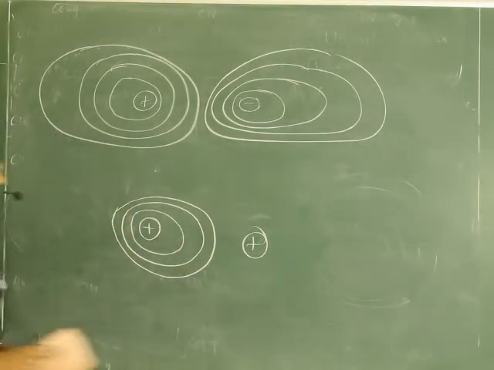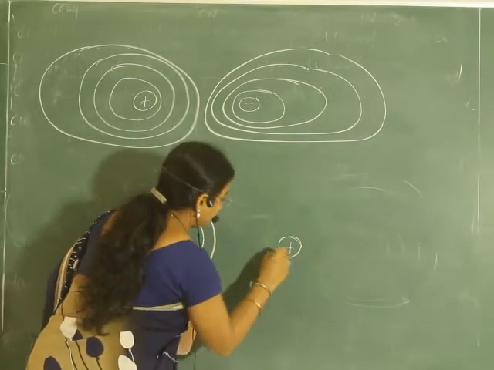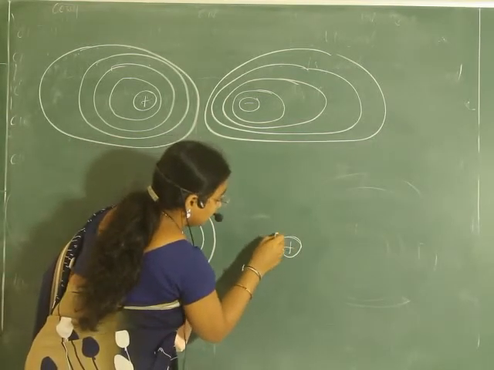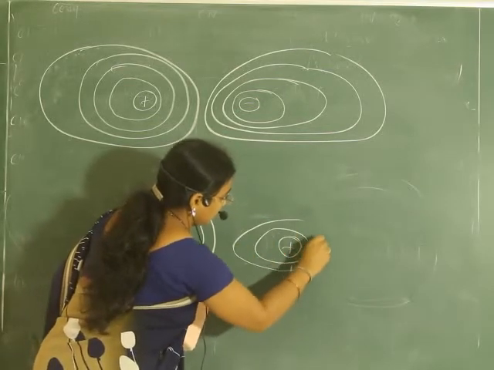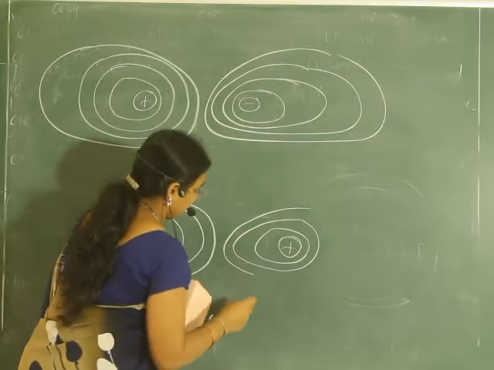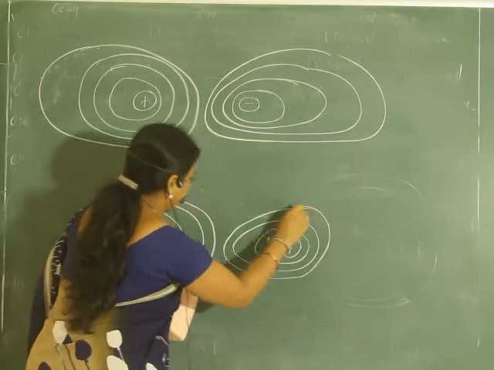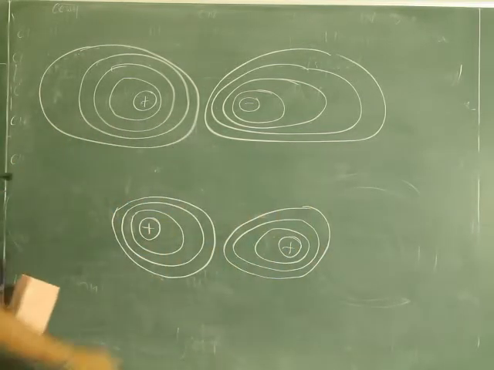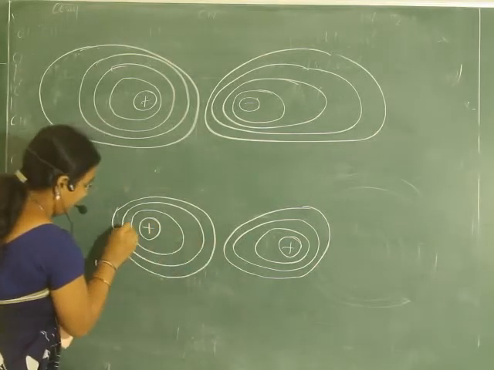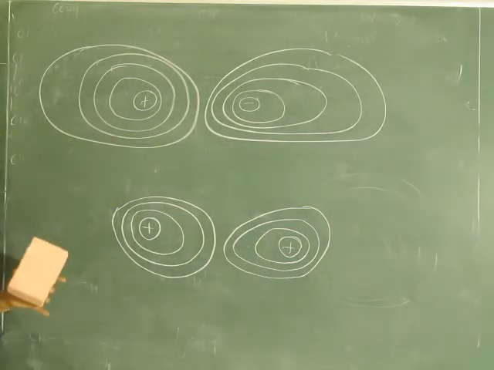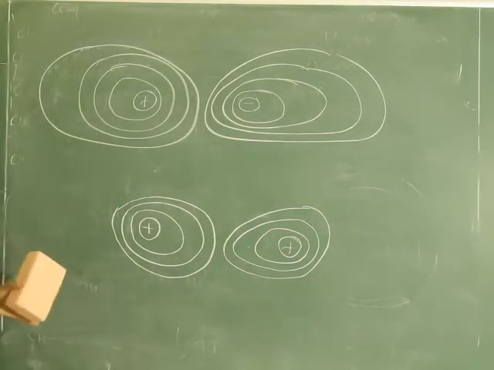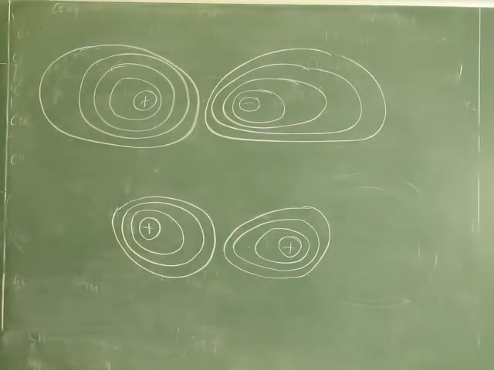And for the other charge, like this. Here the distance is more compared to this side. Here the distance is more compared to this side. This is how we draw equipotential diagrams around two positive charges and around the dipole.